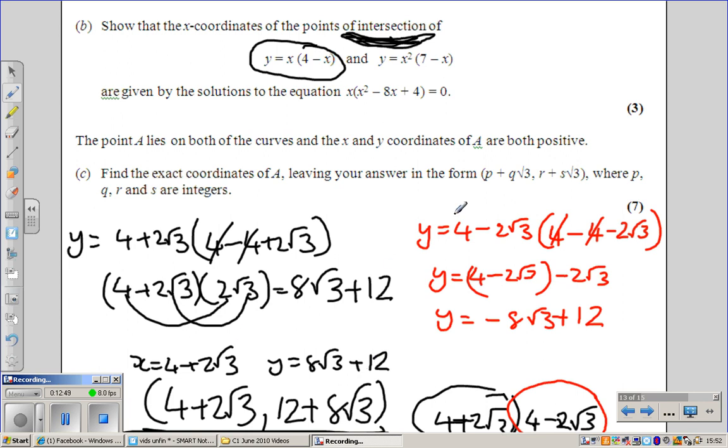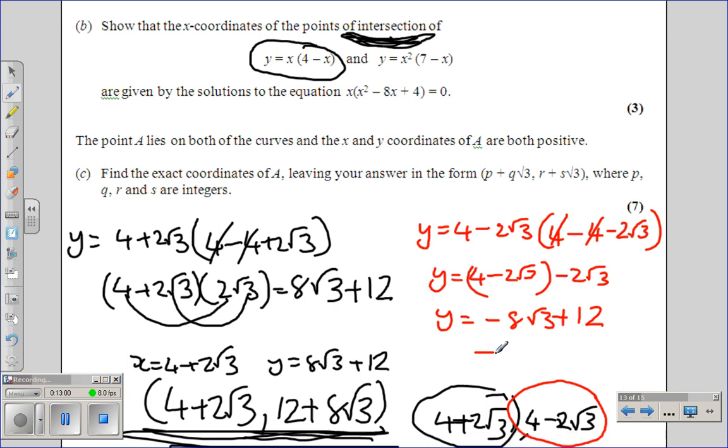The reason why I can see that's negative is because in this form, root 3 is 1 and a bit, and it's hard to work out if that's going to be negative. But negative 8 root 3 is the same as negative the square root of 64 times 3, which is 192. And because 13 times 13 is 169, and 14 times 14 is 196, I know that this is roughly negative 13 point something. So 12 take away 13 point something gives you a negative.